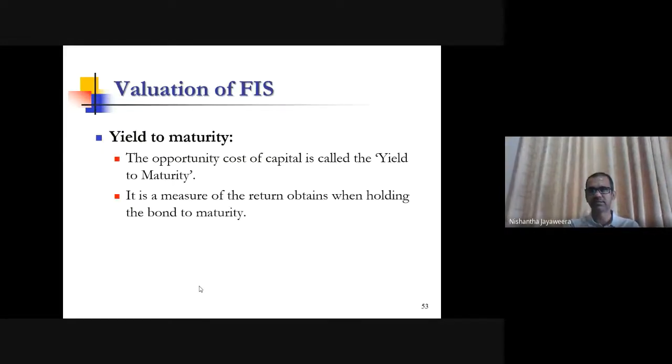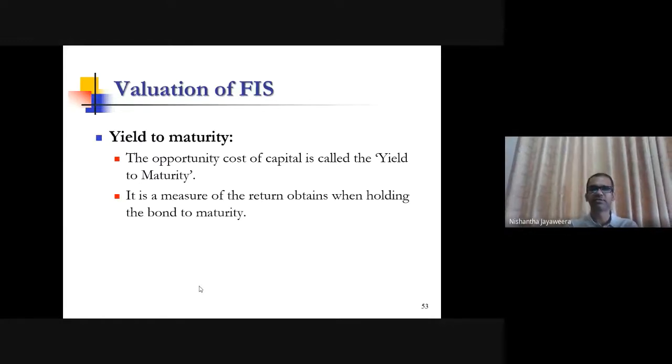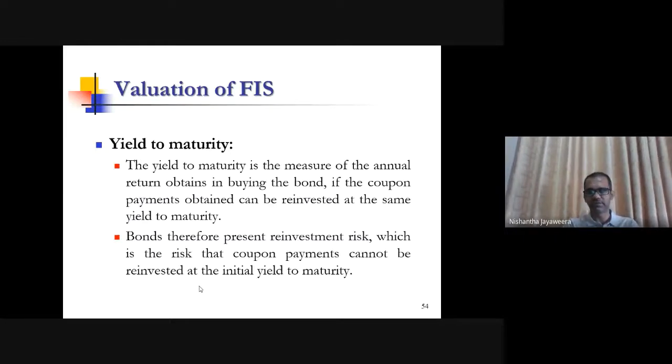Then we discussed the concept of yield to maturity. Yield to maturity is a way of measuring the rate of return if someone holds the bond until maturity. But to realize this yield, you have to not only hold the bond until maturity, but whatever the future cash flows, you should be able to invest them at the same rate for the remaining maturity of the bond. That's what we discussed last week.